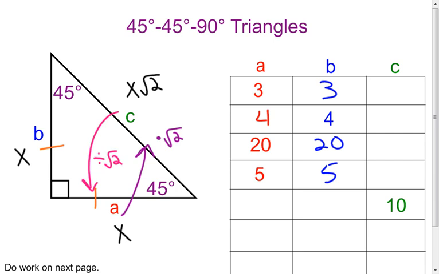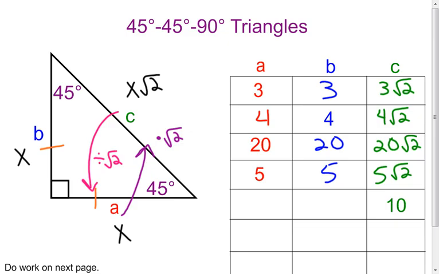Which means when you come back to this chart, if I know that A and B are 3, then C is going to have to be 3 root 2. That's the hypotenuse. If the legs are 4, take 4 and multiply it by root 2, and you get 4 root 2. If it's 20, then multiply by root 2, and you get 20 root 2, and you see the pattern.